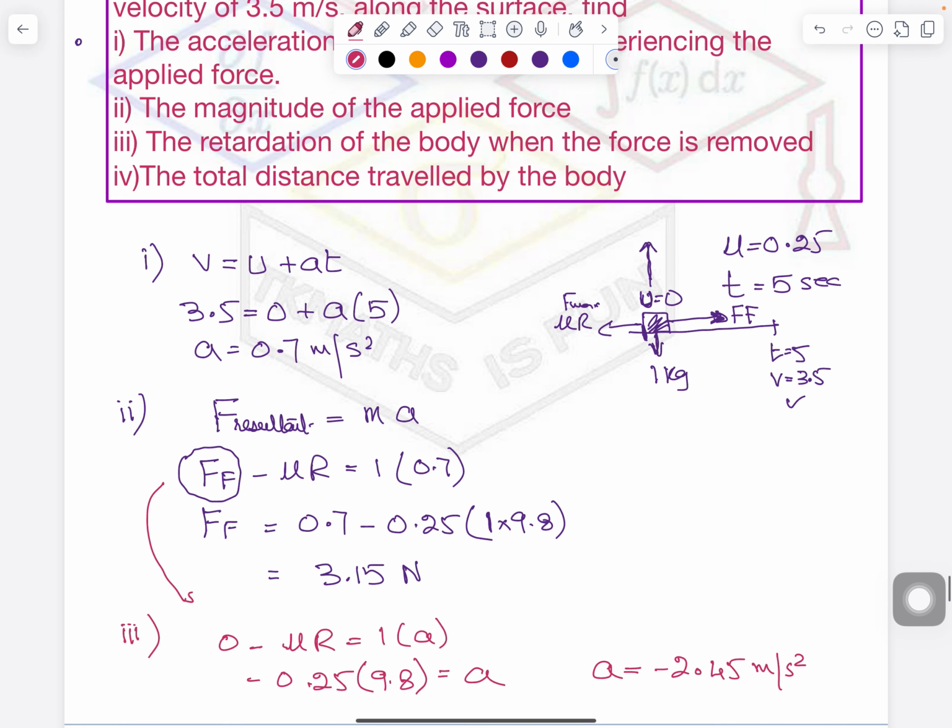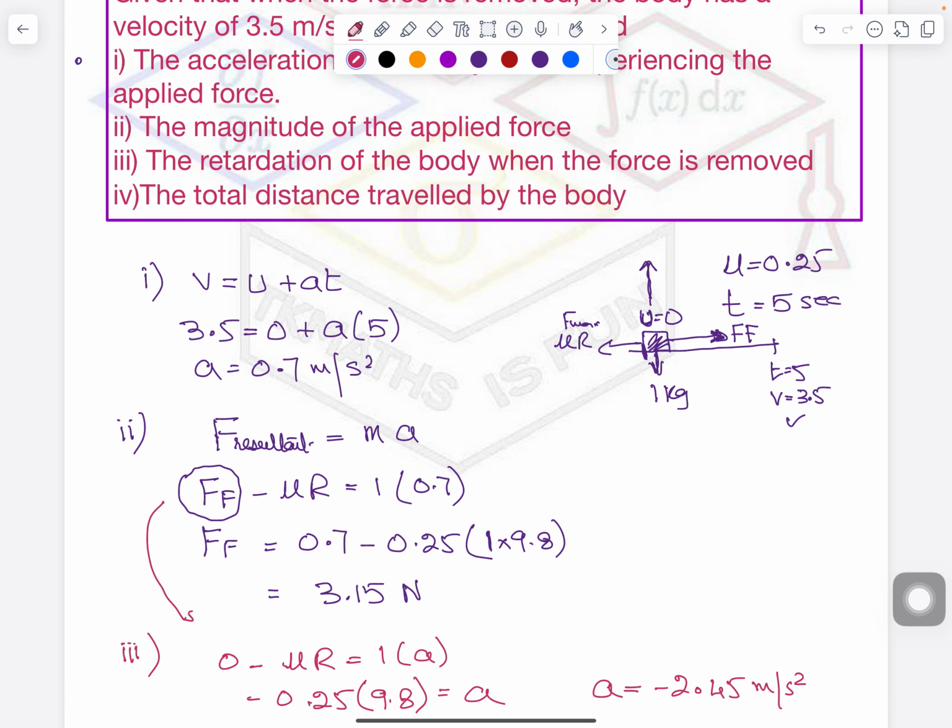Right. Now the last part says calculate the total distance traveled by the body. Now if you look at this situation, what happened? Till here, in 5 seconds, the velocity was 3.5 meters per second. After that, the forward force was removed, the object started decelerating, and then definitely it will stop somewhere. So we have to calculate the distance covered in this time period and in this time period. For the second stage, v will be 0 and u will be 3.5. For the first stage, u is 0 and v is 3.5. So we will use these values in our formula.